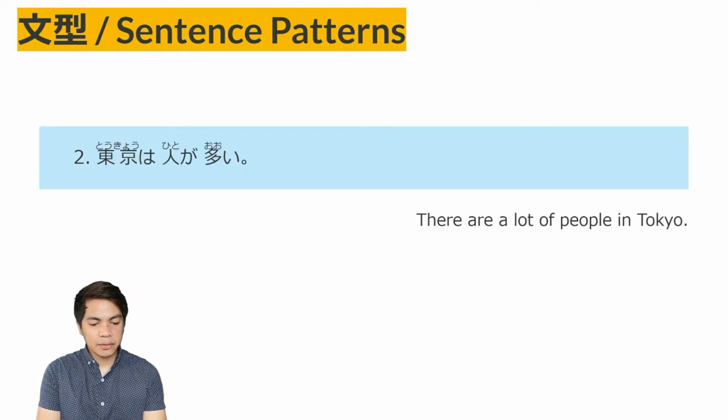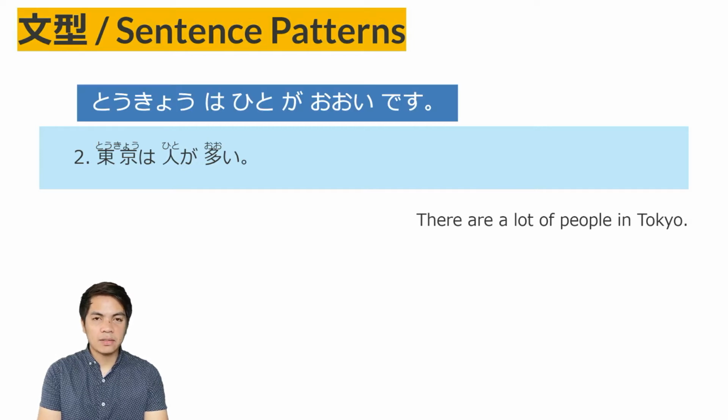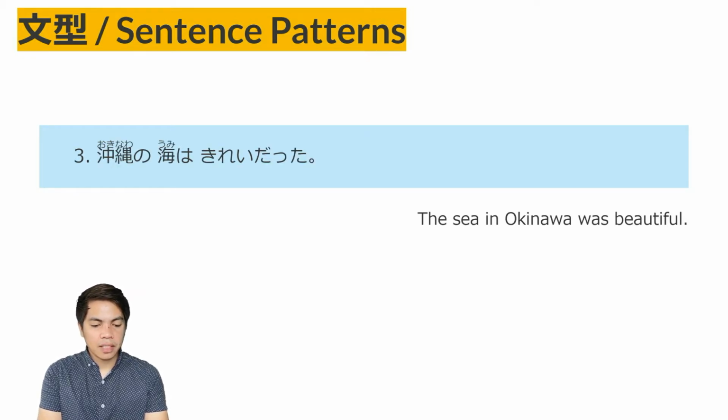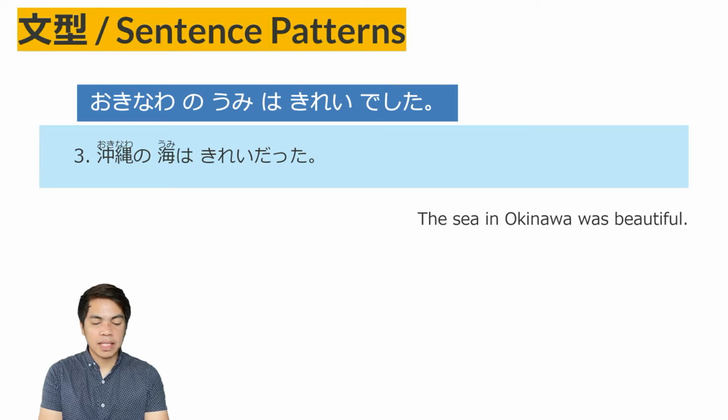Sentence pattern number 2, Tokyo wa hito ga oi. From the sentence Tokyo wa hito ga oi desu, the polite style of this sentence. Number 3, Okinawa no umi wa kirei datta. From the sentence Okinawa no umi wa kirei deshita, the plain style is kirei datta.